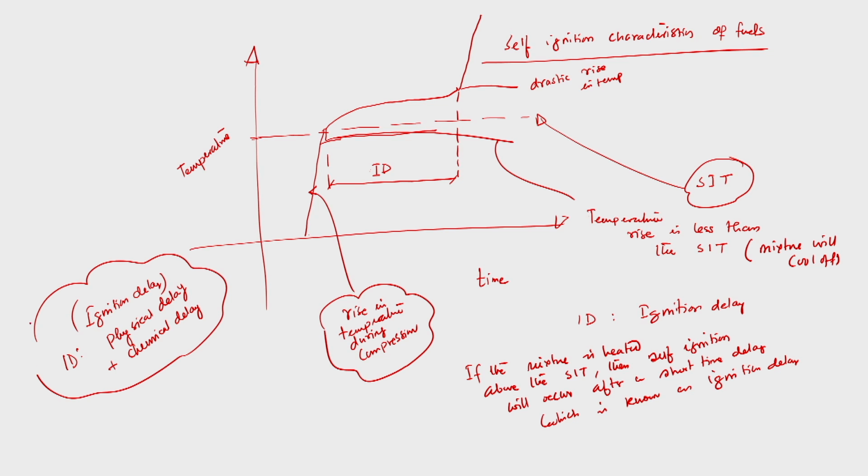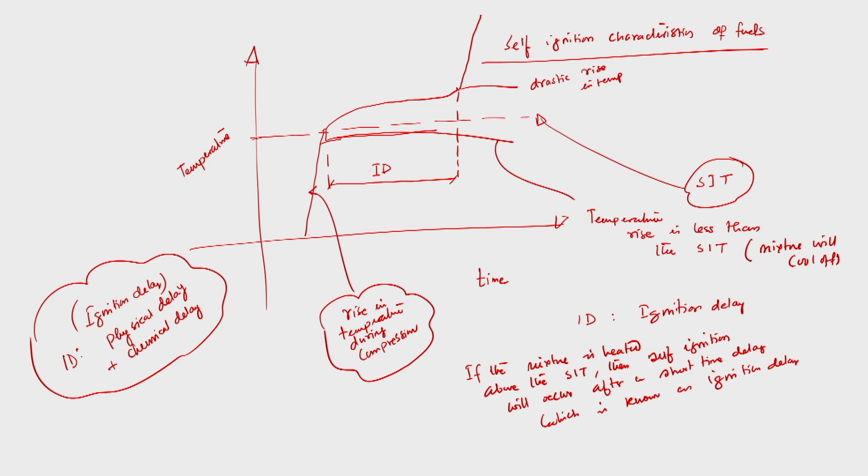So this ignition delay is the time required to self ignite after reaching the self ignition temperature, and it has two parts: one is physical delay, another is chemical delay. Whenever the temperature of the mixture reaches above the self ignition temperature, combustion may start, but to complete the combustion we require a certain amount of time, and then we can see the drastic rise in temperature, which is an indication of complete combustion.